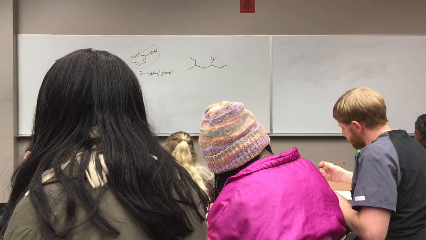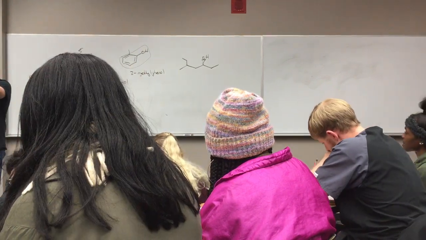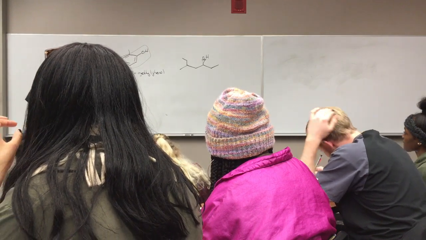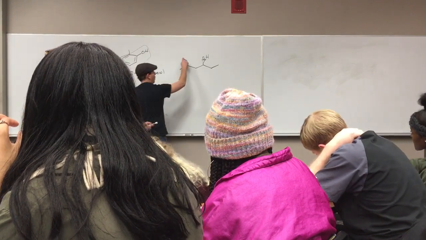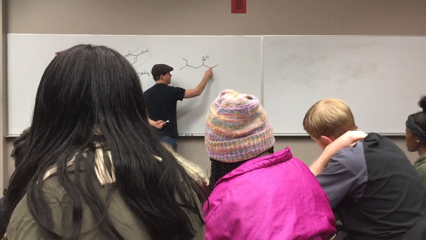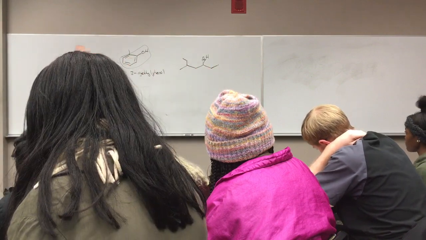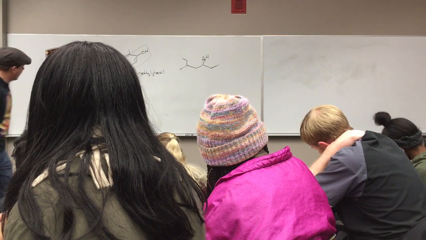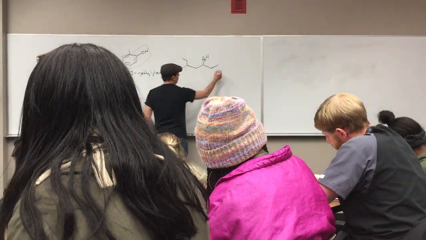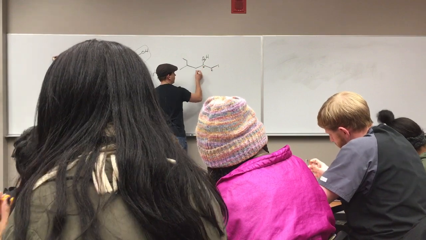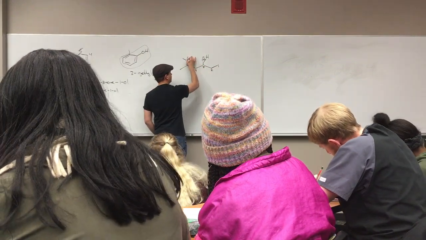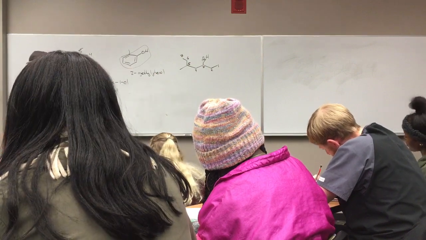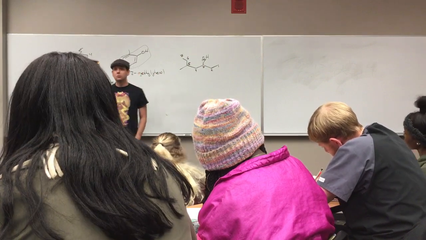What's my parent here? I agree with heptane. 1, 2, 3, 4, 5, 6, 7. 1, 2, 3, 4, 5, 6, 7. Which direction do I number? Right to left or left to right? Right to left in order to give preference to the alcohol. 1, 2, 3, 4, 5, 6, and 7. Everybody with me on that?